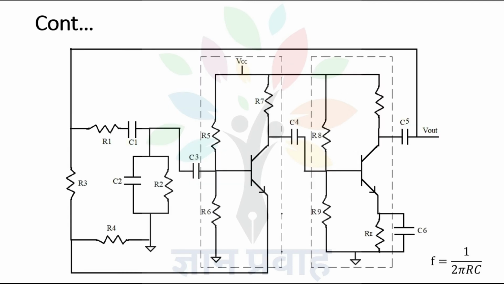This is the diagram for the Bain bridge oscillator, and here we are using two stages of amplifier. One stage is here, the second one is here, and both amplifier circuits are voltage divider type. One amplifier circuit provides 180-degree phase shift, and the second amplifier circuit provides 180-degree phase shift. So at the output of this oscillator circuit, we get 360-degree phase shift.